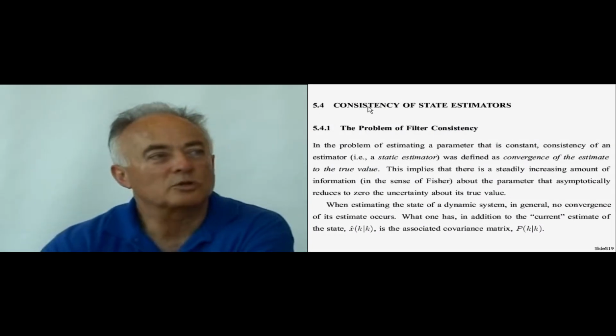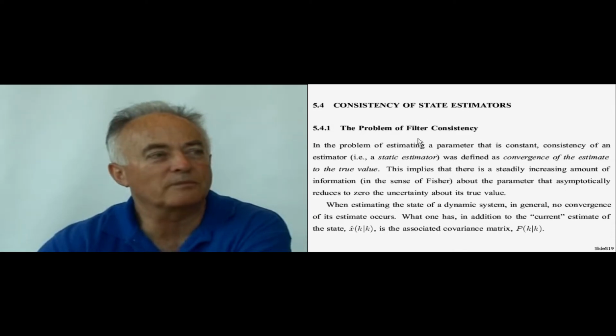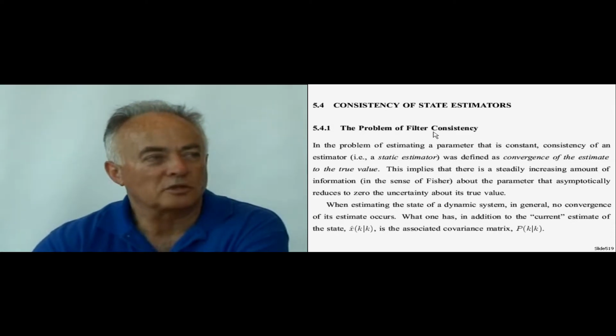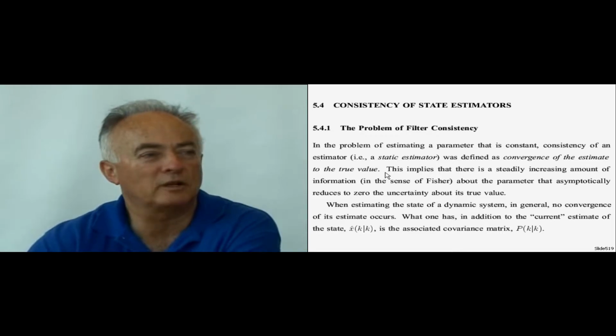The next problem to consider is consistency of the state estimator for a dynamic system. Filter consistency. When we're estimating a parameter which is constant, the definition of consistency for such a static estimator was convergence of the estimate to the true value. This implies that there is a steadily increasing amount of information in the sense of Fisher about the parameter we are estimating, which eventually asymptotically will reduce to zero the uncertainty about its true value.